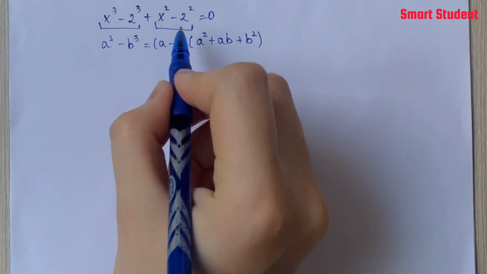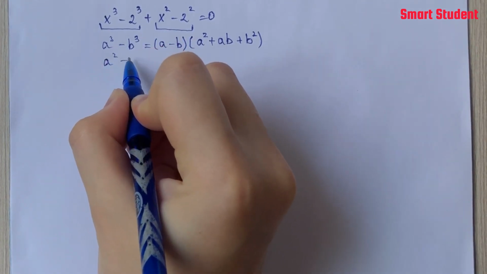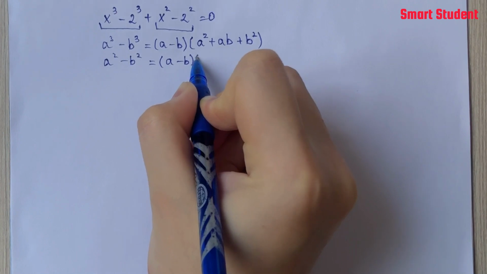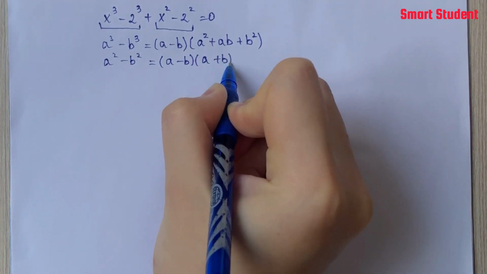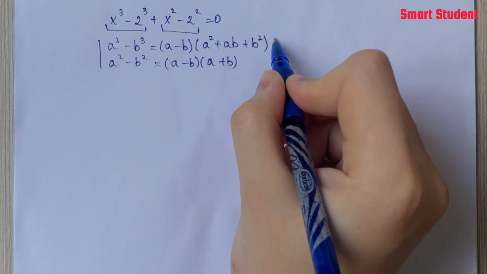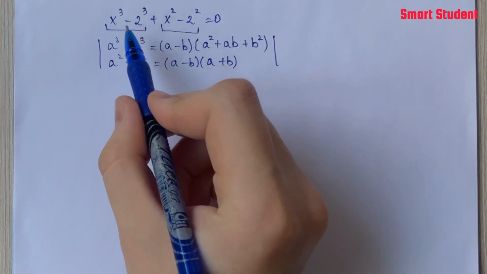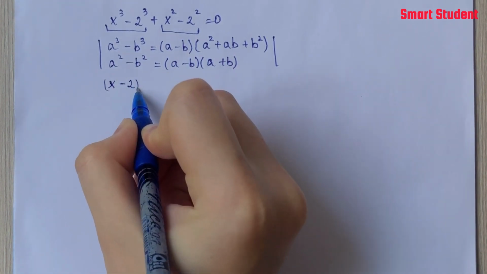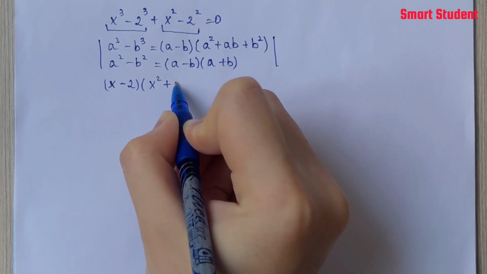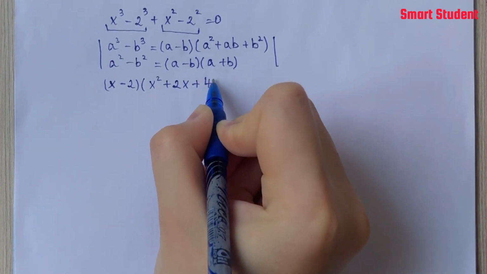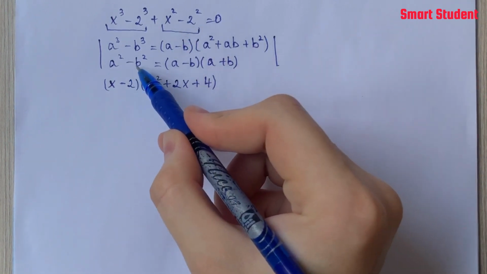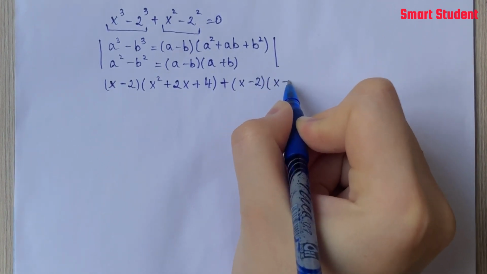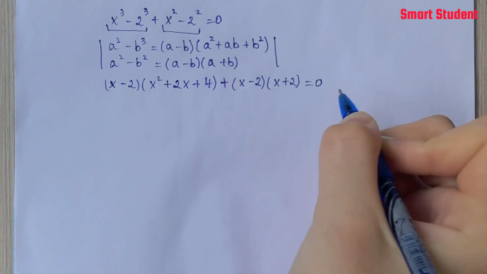Next, this here is also a very well-known rule. a squared minus b squared is a plus b times a minus b, or a minus b times a plus b. There is no difference, it's the same. Now we will have the following. The first term is x, and the second term is 2, so it will be x minus 2 times the first term squared plus the product, which is 2x, plus the second term squared, which is 4. And this here is going to be first term plus the second term times the first term minus the second term. All of these have to be equal to 0.